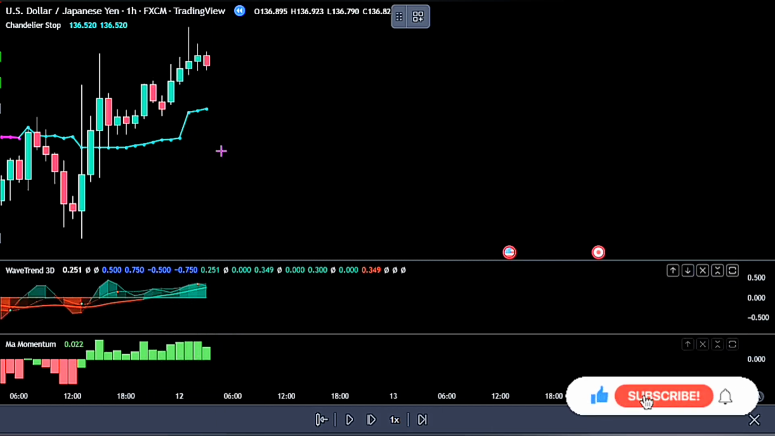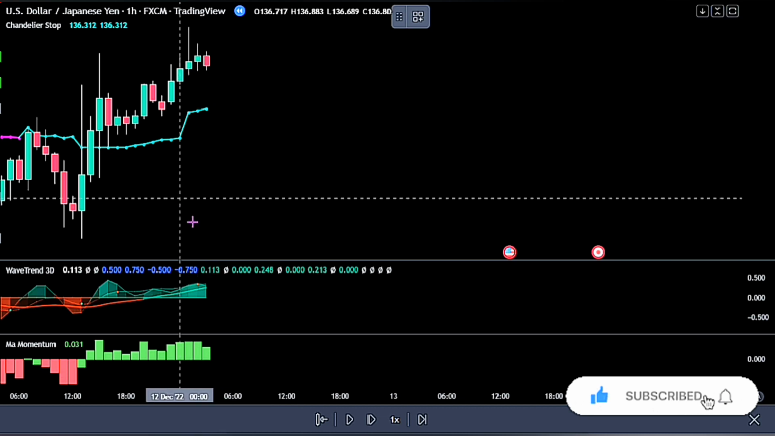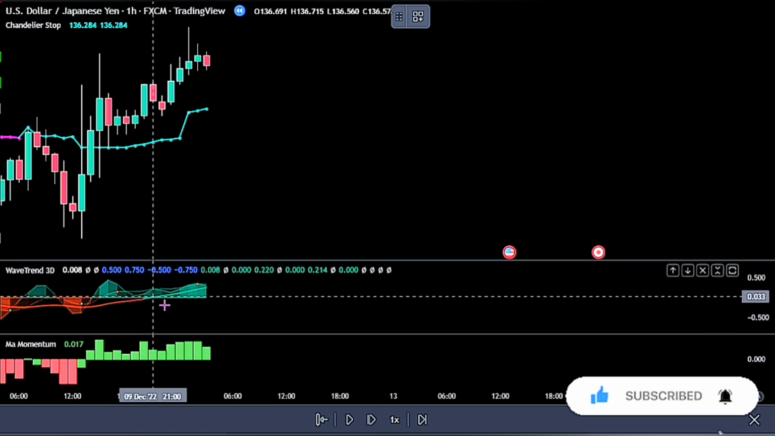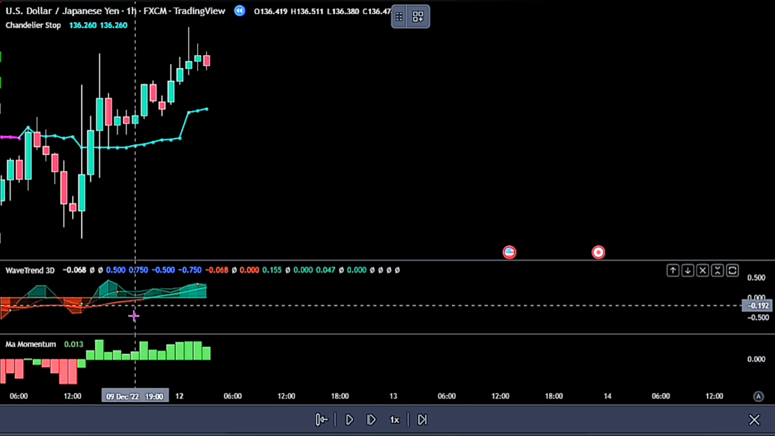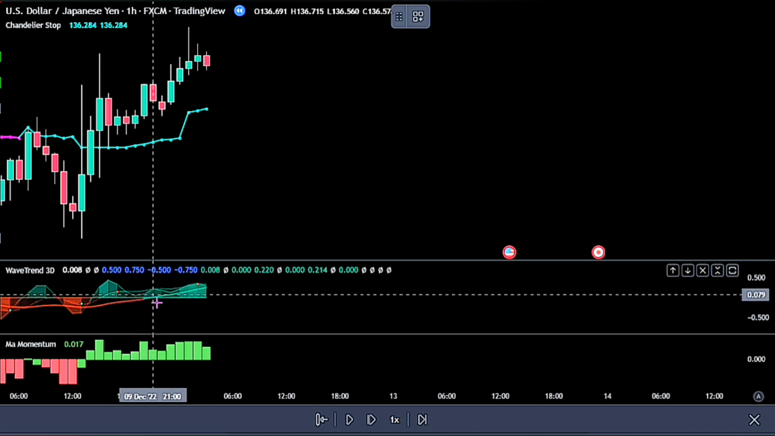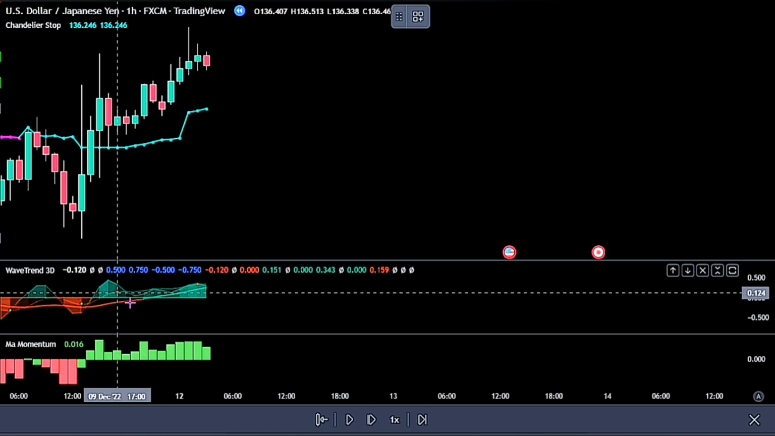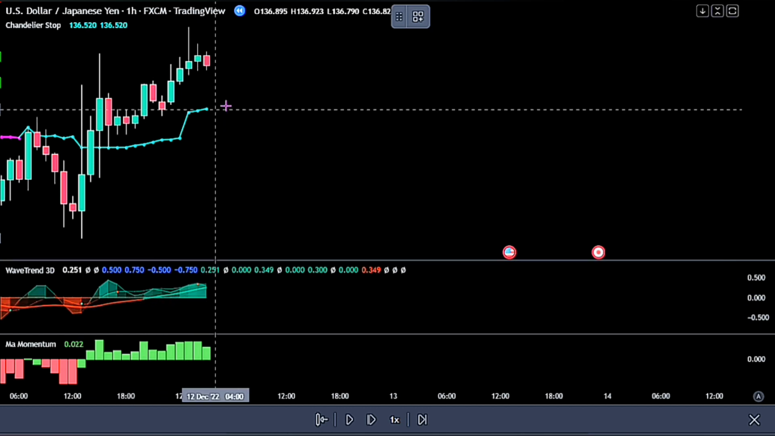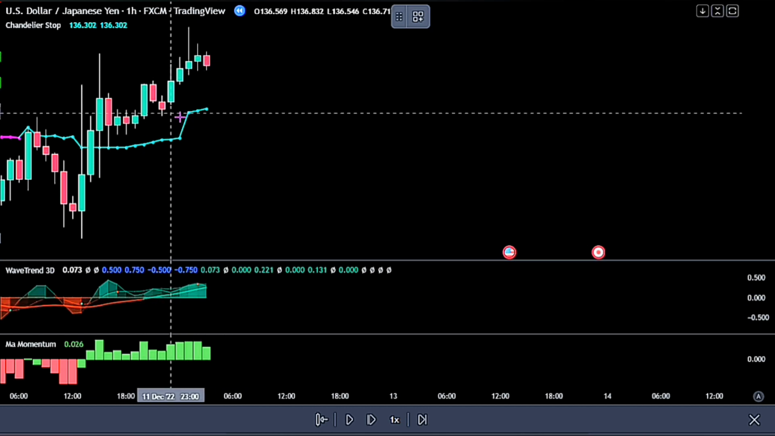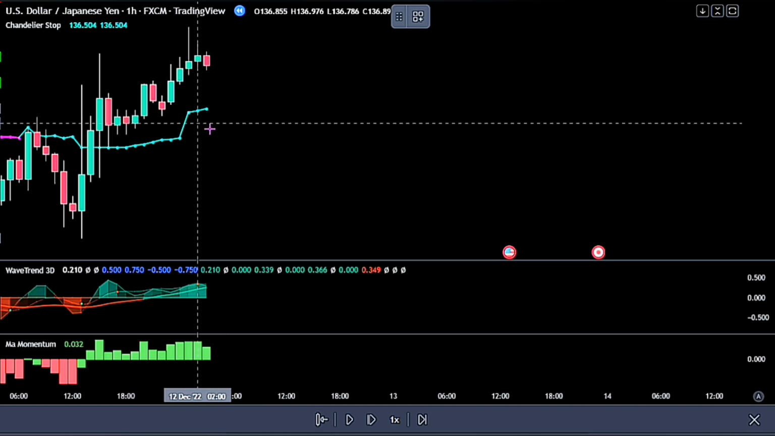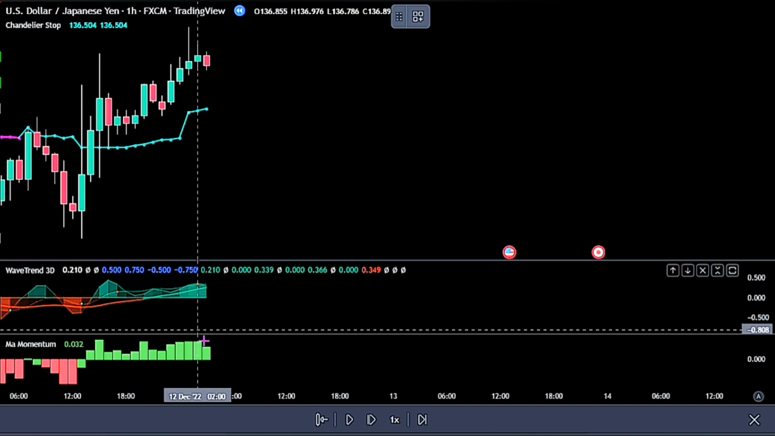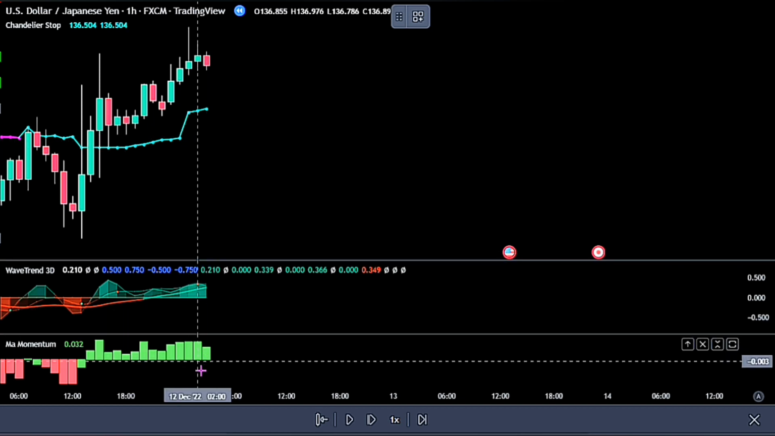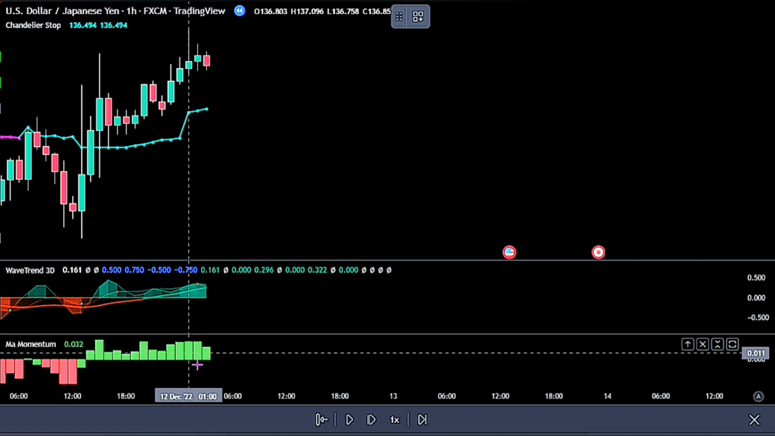So let's recap on our conditions for a valid buy signal. First, we need to see a new cross from this bold moving average on the wave trend 3D above the zero line, while it changes from red to green. Secondly, price action has to be above the chandelier stop, and the chandelier stop has to be colored in green. Then lastly, we need to see the MA momentum on green while it's above the zero line.